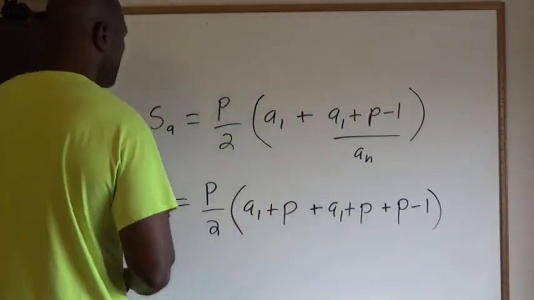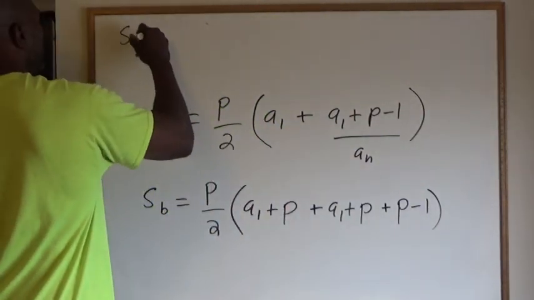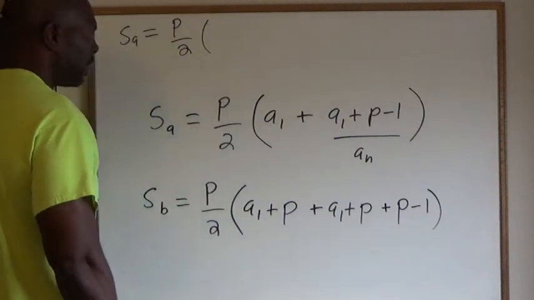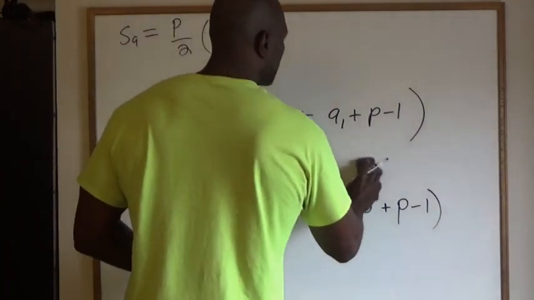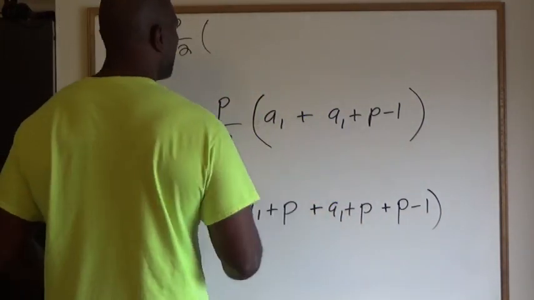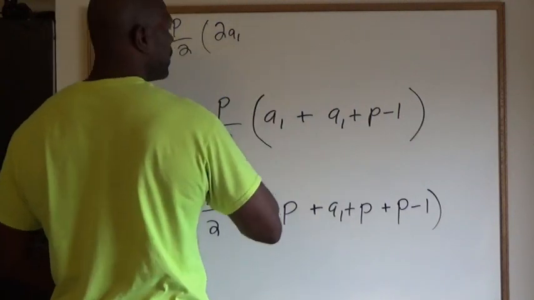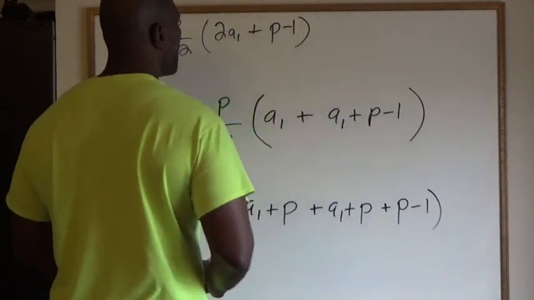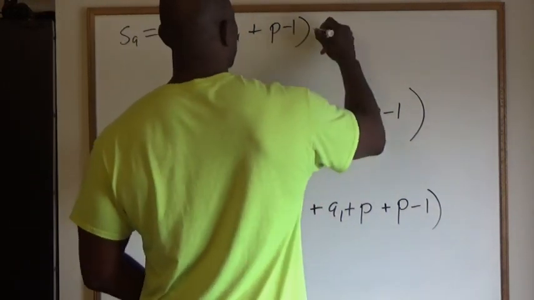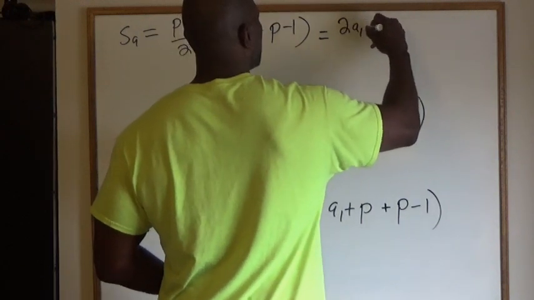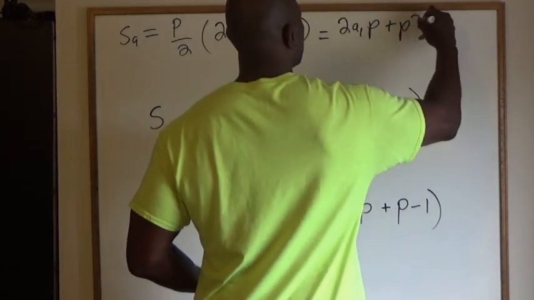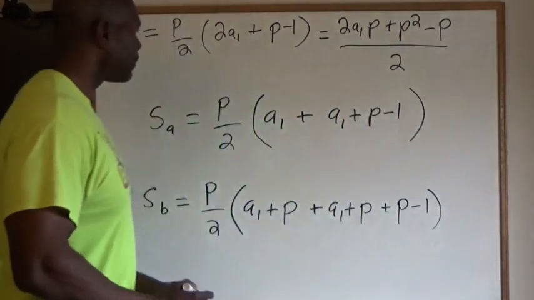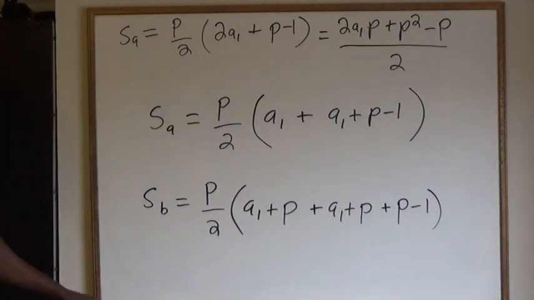So let's simplify these expressions. Let me simplify the first sum. So this is P over 2. Let's see what we have over here. So basically I have an A1 and an A1, so I have 2A1 plus P minus 1. So if I distribute this P, that's 2A1P plus P squared minus P over 2. So that's partial sum A.